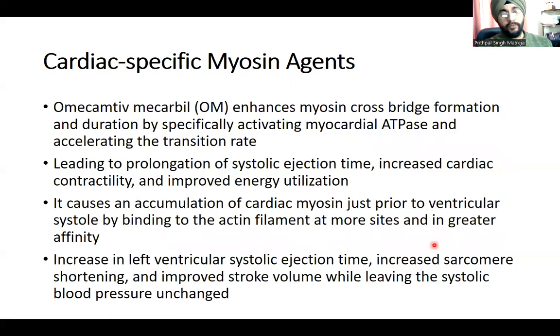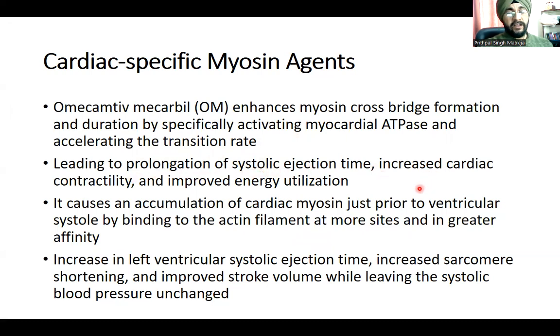Then we have some more few agents that have been used, which are cardiac specific myosin agents. Now, one of them is omecamtiv mecarbil. Now, this particular drug is one drug that tends to enhance the myosin cross bridge formation and duration by specifically activating the myocardial ATPases and accelerating the transition rate. What it does is it leads to prolongation in the systolic ejection time.